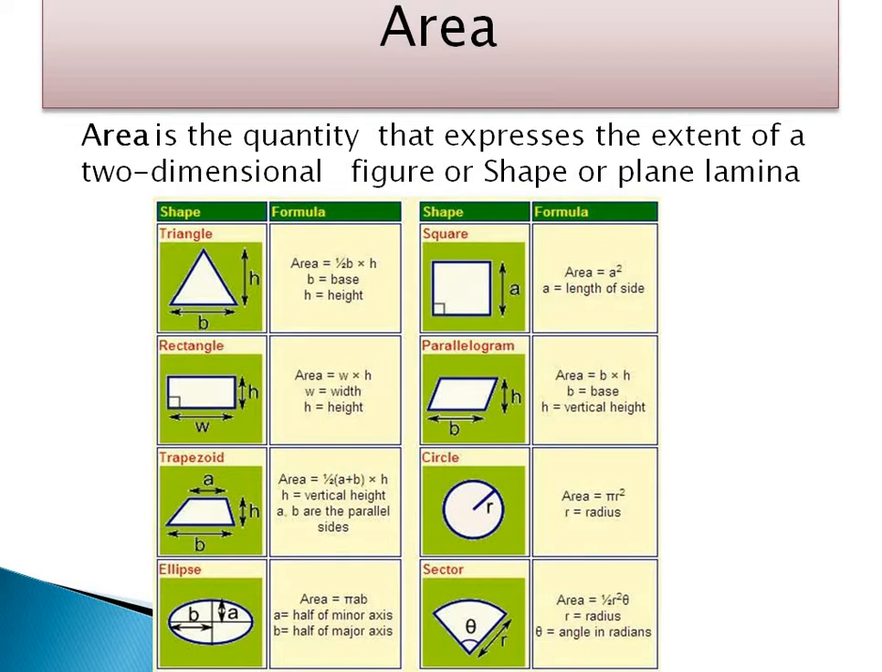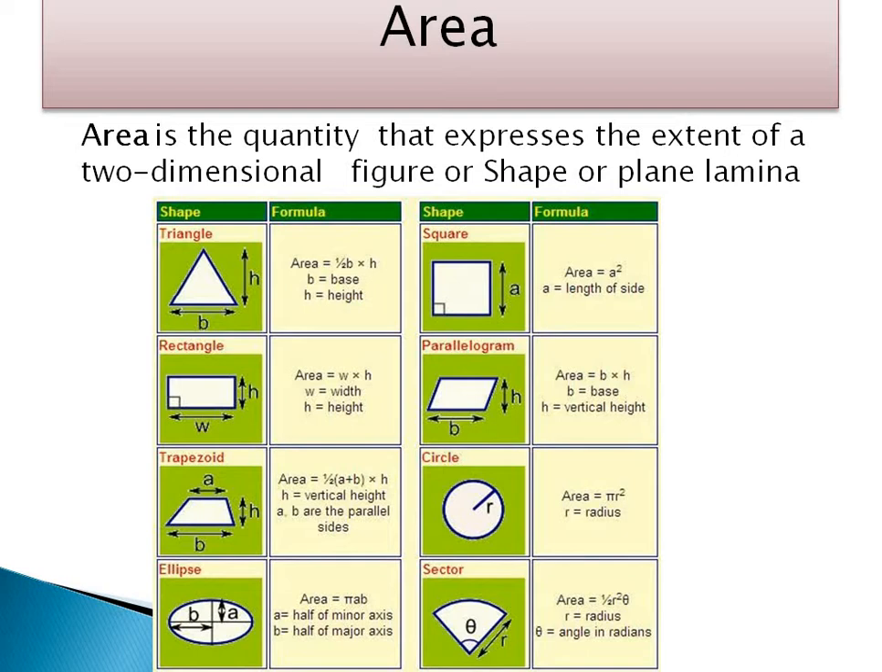For an ellipse, area is given as pi a b, where a is the semi-minor axis and b is the semi-major axis. For a square, area is a squared, where a is the length of any one side. For a parallelogram, area is b into h, where b is the base and h is the height. For a circle, area is pi r squared, as you all know, also given as pi by 4 d squared, since r is converted into d by 2. For a sector, area is 1/2 r squared into theta, where theta is the angle in radians and r is the radius.